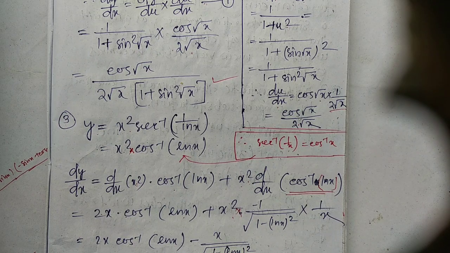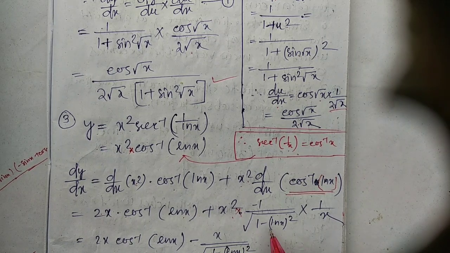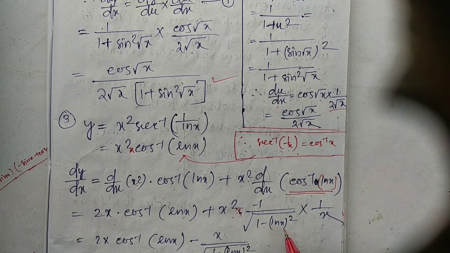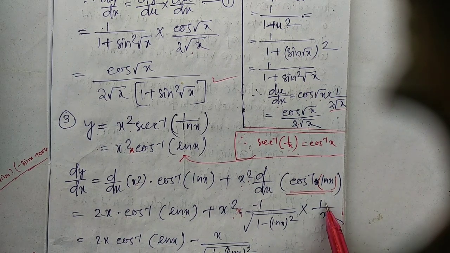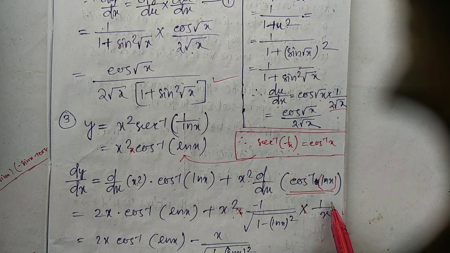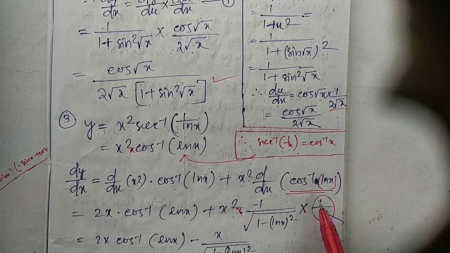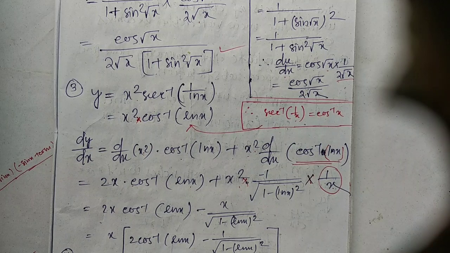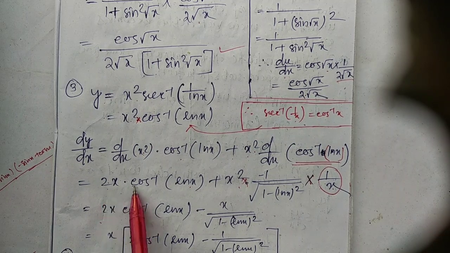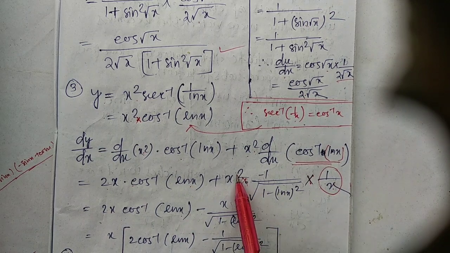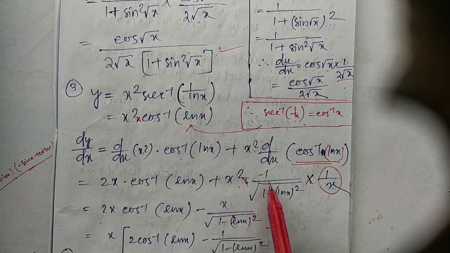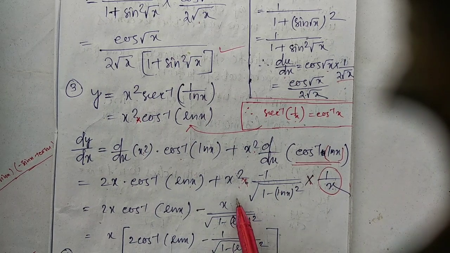1 by square root of 1 minus x square, just put ln x in place of x. How much are we getting? Square root of 1 minus ln x the whole square, into again the derivative of ln x with respect to x, that is 1 by x. So on simplification, how much are we getting? 2x into cos inverse ln x, here x and x will cancel out, 1 by x will be here, and minus plus minus minus.